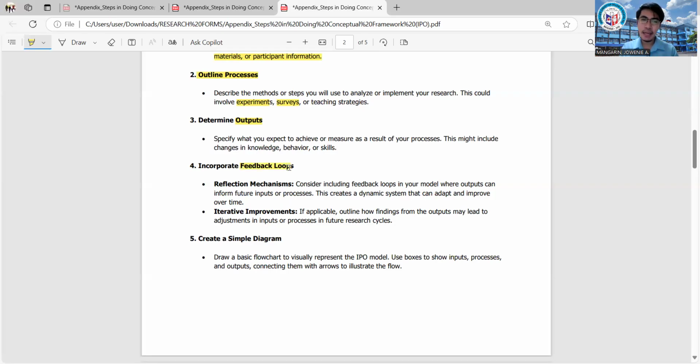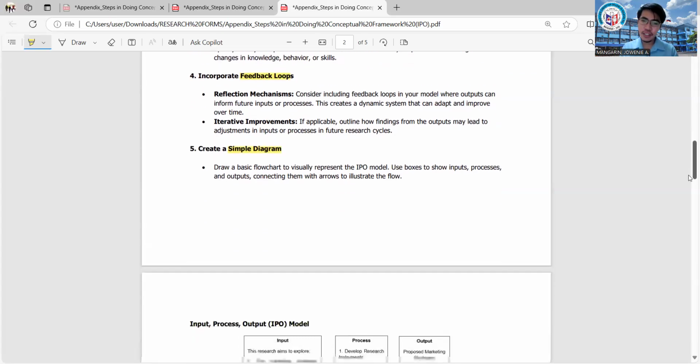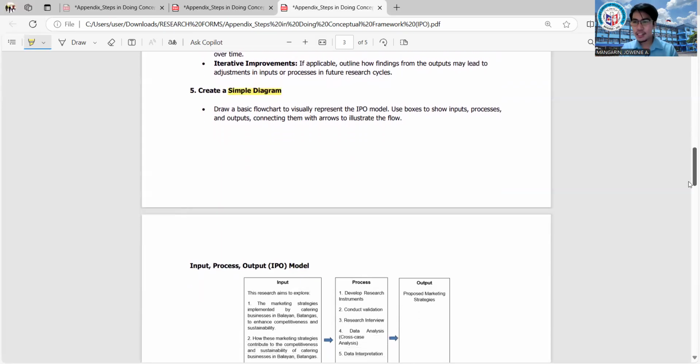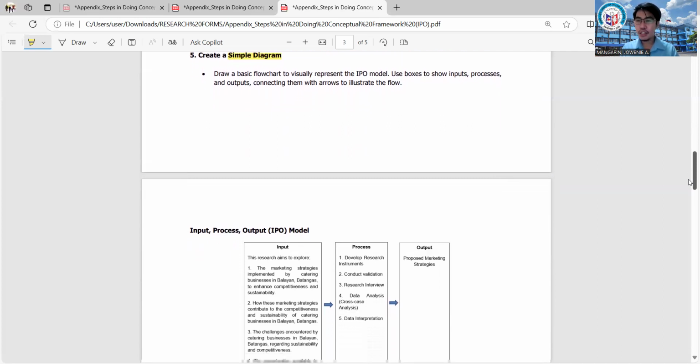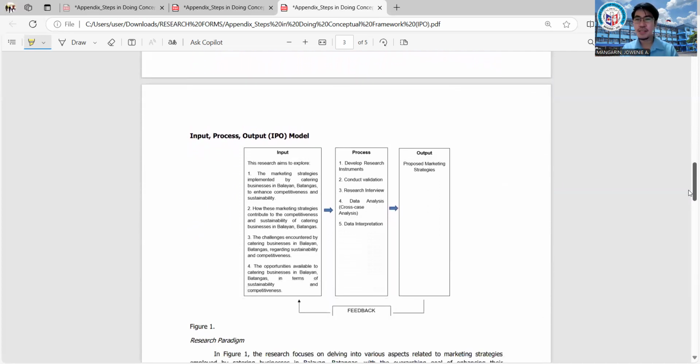And then, kapag nalaman na natin kung ano yung ilalagay natin sa input, sa process and output, or whether kailangan ba natin ng feedback loop, makikreate na tayo ng diagram kung saan ipapakita na natin yung ating IPO model. Okay po? Then after that, let's now proceed on a specific example. So this is an example of IPO model na meron talaga silang specific na output na gagawin.